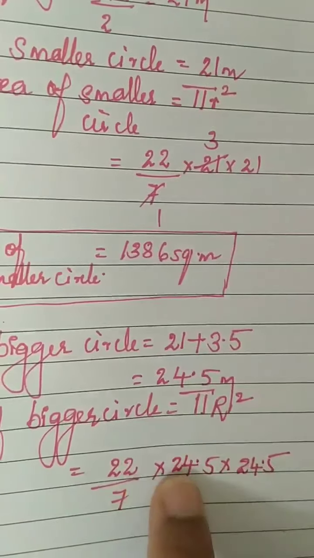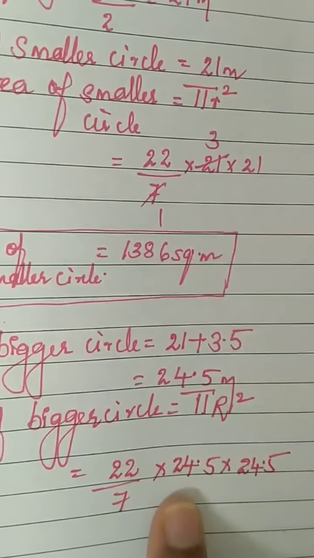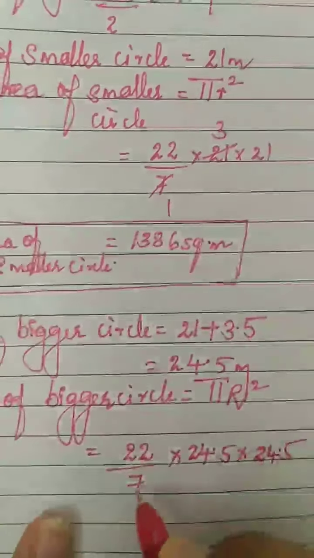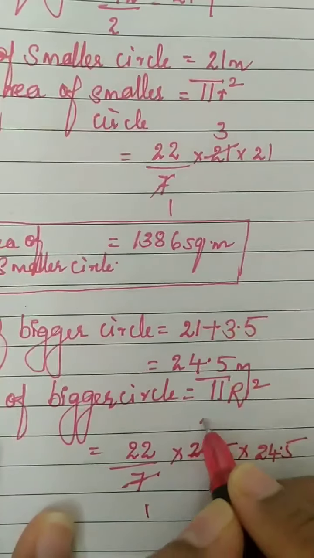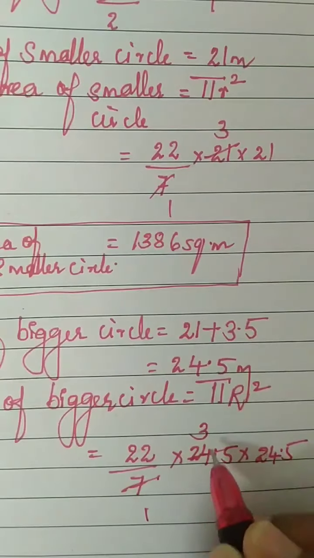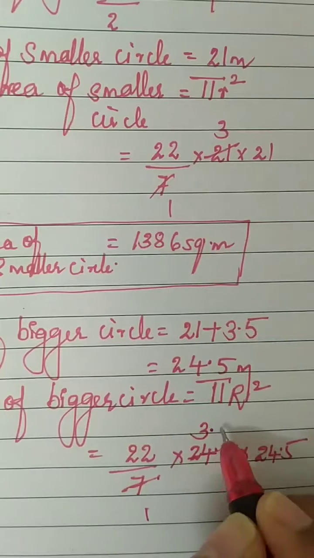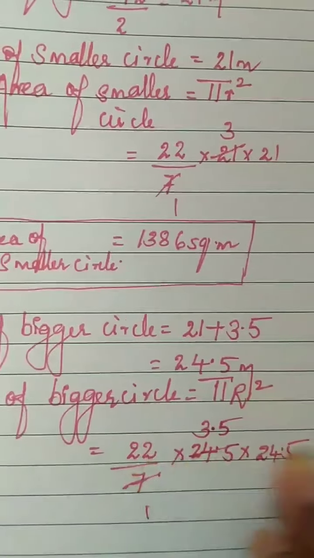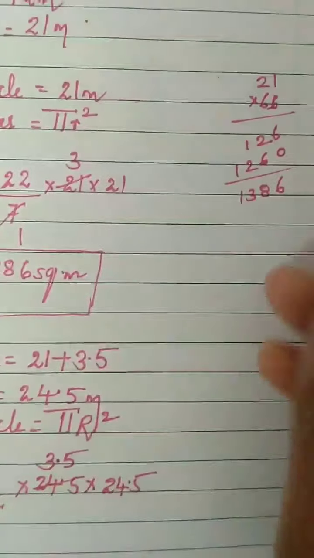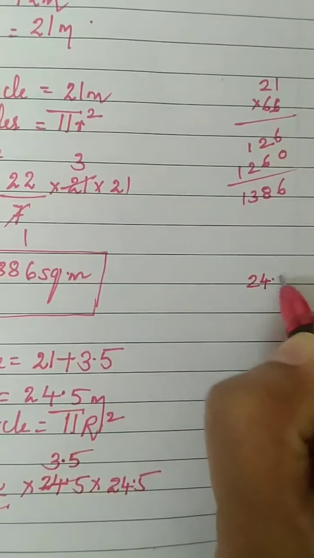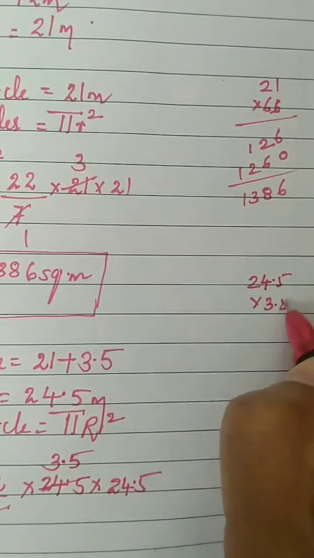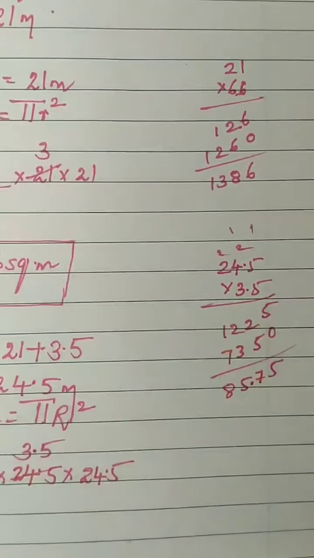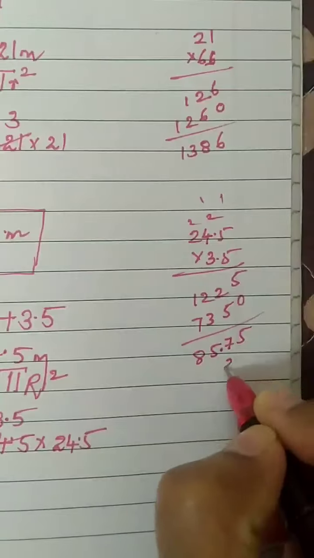Please divide 7 and 24.5. We can divide it. 7 ones are 7, 7 threes are 21. Then 3.5 will get, 7 fives are 35. Multiply all the numbers. 24.5 into 3.5. So I got 85.75. Multiply by 22.